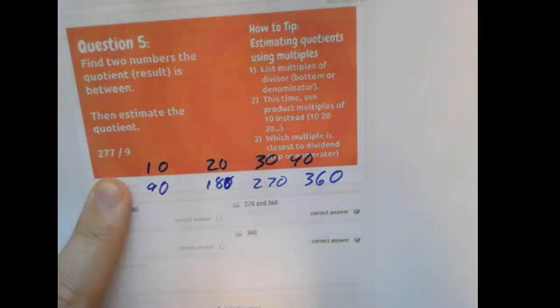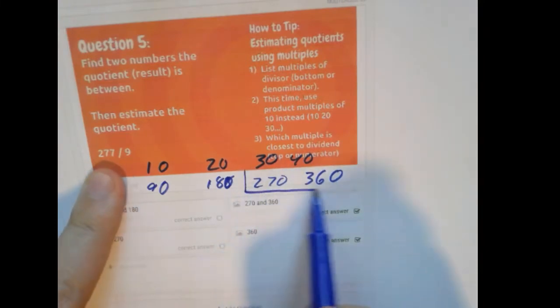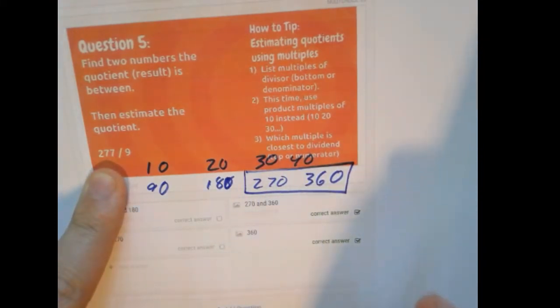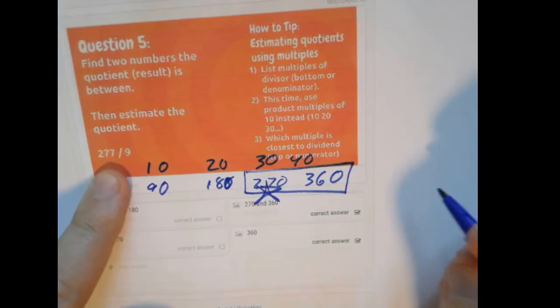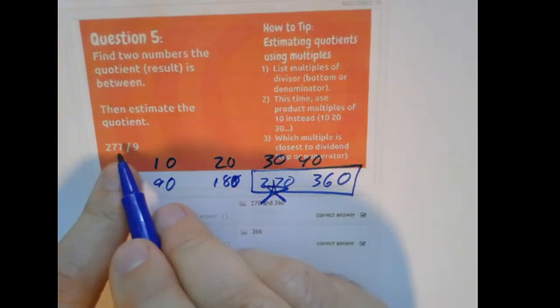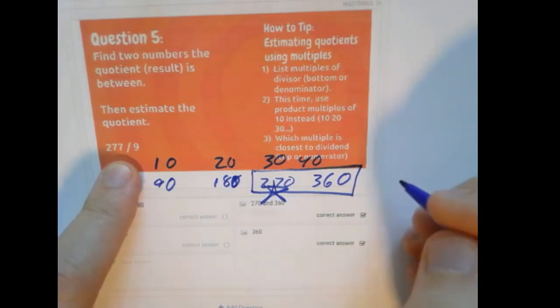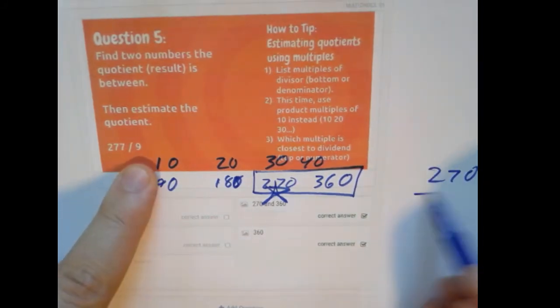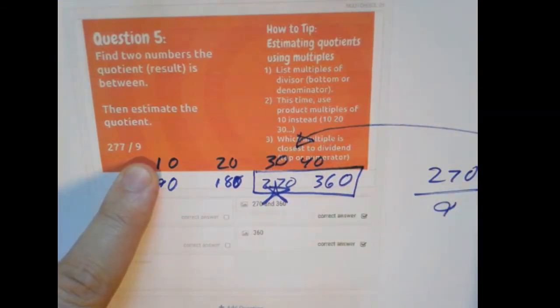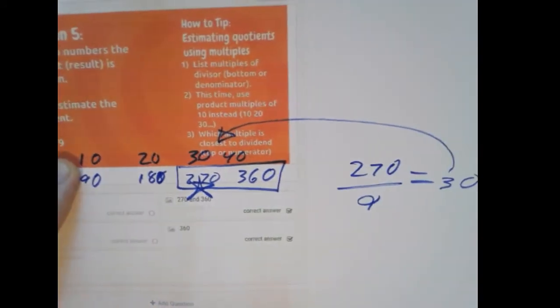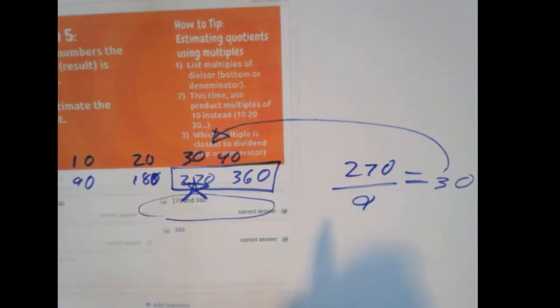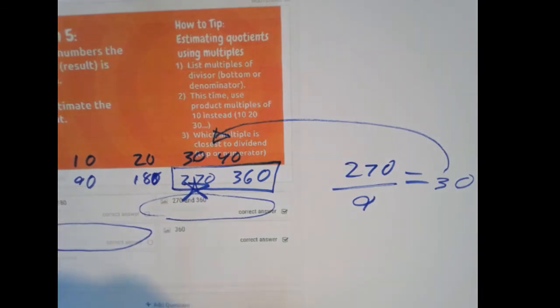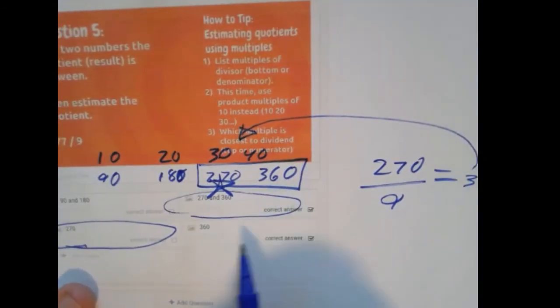So is 277 closer to, well, it's certainly between 270 and 360. Okay. It's closer to the 270 than to the 360. So the fraction that we'd be using to estimate this, instead of 277 over 9, would be very close to 270 over 9, and that would be 30. Okay, so again, it's between 270 and 360, and it's closer to 270. Have to fix that in the quiz.